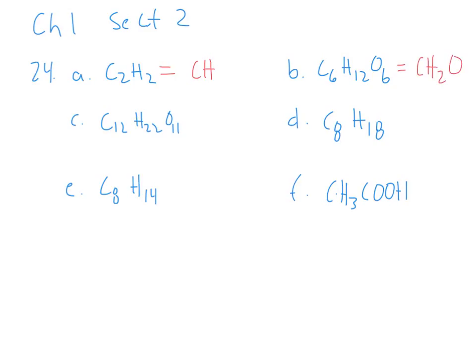Whereas C, there really is no common factor, I guess is what you call it. So this just remains C12, H22, O11. Doesn't seem very simple, but it's as simple as it gets. D, I can reduce this to C4, H9. And then E, pretty easy to reduce to C4, H7. F is the one, you might find it easiest to rewrite this C2, H4, O2, and then it becomes more obvious that this will reduce to CH2O.